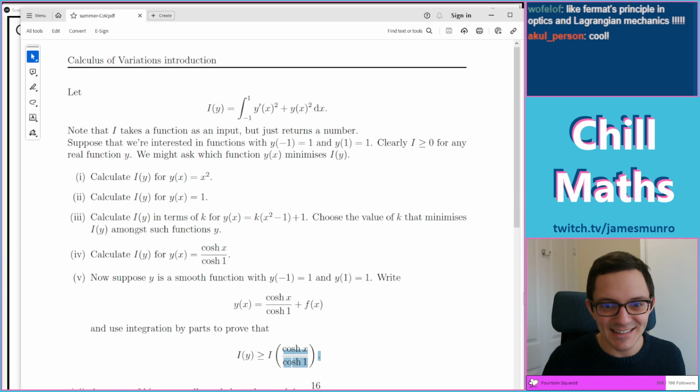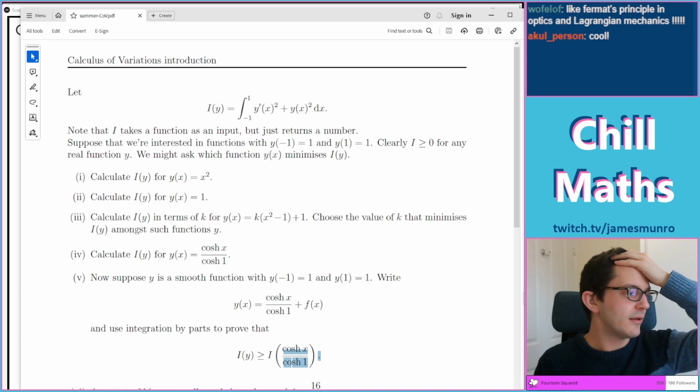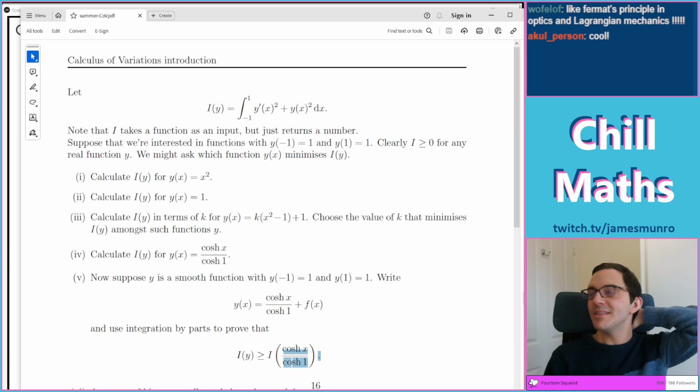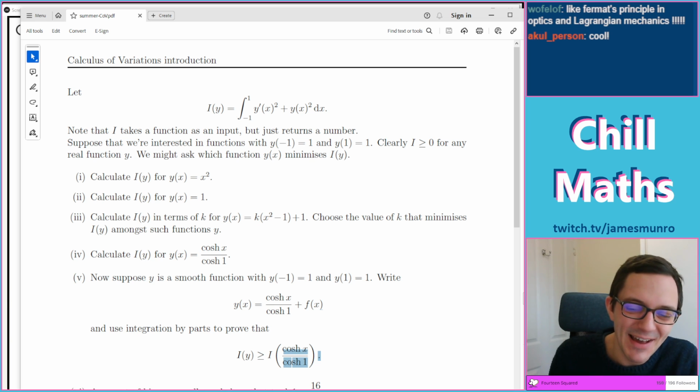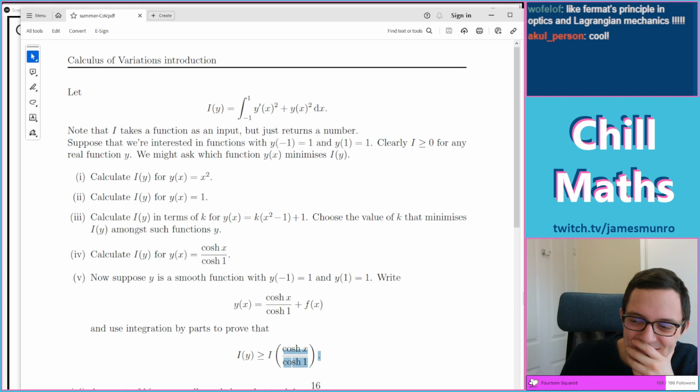Lagrangian mechanics, which is the idea that you minimize. This is the sort of thing I want to get. This is the sort of thing I want to revise before I'm teaching this next term. The idea that you're minimizing something.